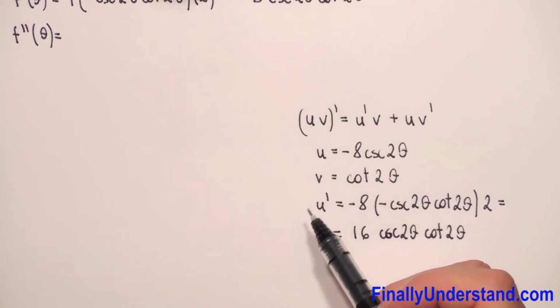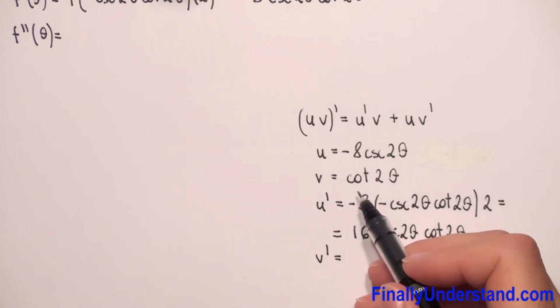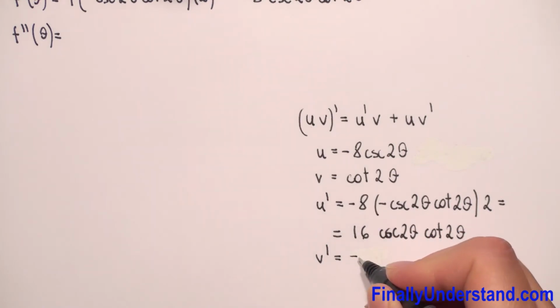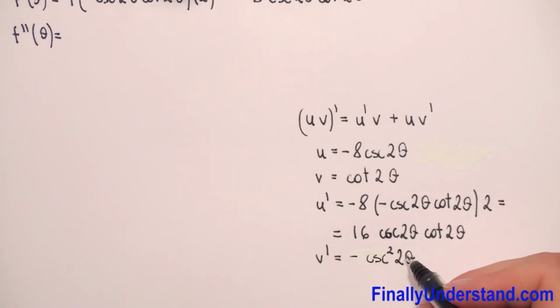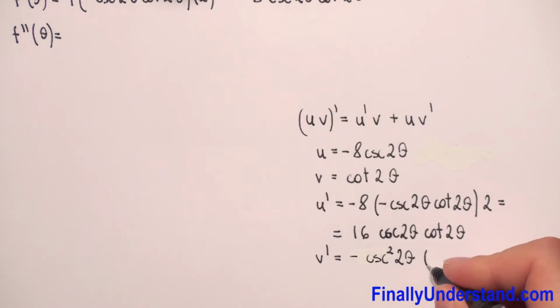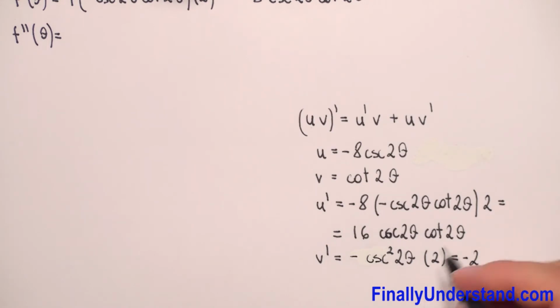And now we have to find the derivative of v. The derivative of v will be the derivative of cotangent, which is negative cosecant square of 2 theta, and the derivative of 2 theta is 2. So we have times 2. This is equal, negative times positive is negative 2 and we just copy cosecant square of 2 theta. Now we have to just replace.